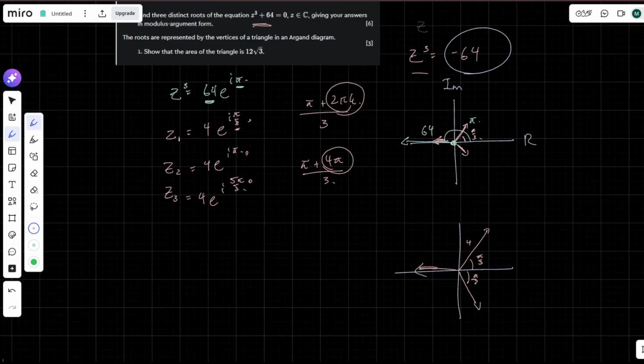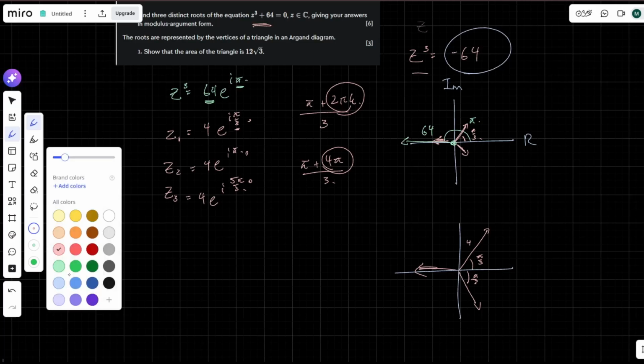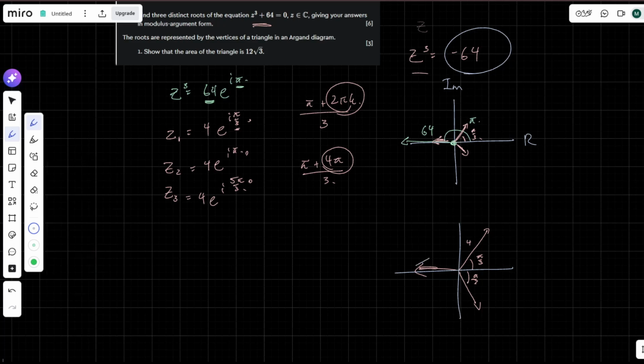So how do we get a solution to this? It says the roots are represented by the vertices of a triangle in an Argand diagram, and we're trying to find the area of this triangle. So the triangle would be shaped like this, a triangle formed by our three roots.